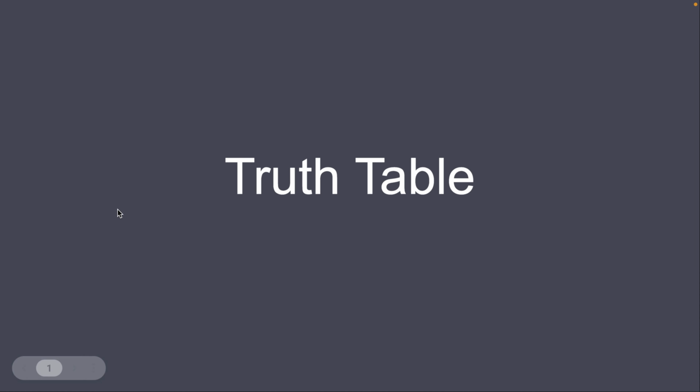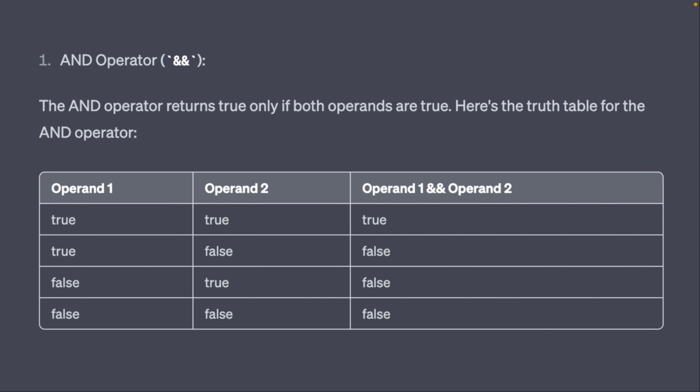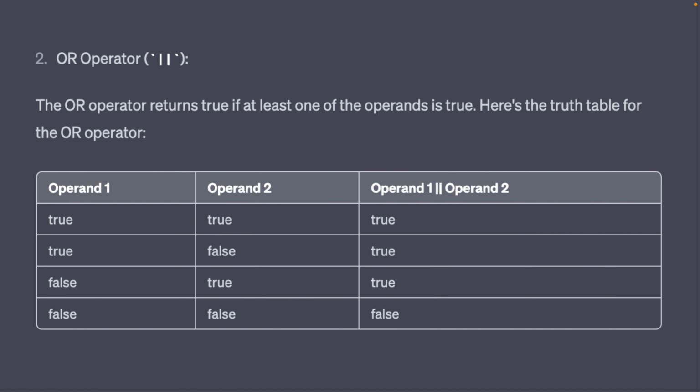For the AND operator, you will see that it returns true if both operands are true. So true and true is equal to true, but all the other combinations give us a false result. For the OR operator, you will see that it returns true if at least one of the operands is true. So true or true is true, true or false is also true, false or true is also true, and the only false result is when both the operands are false.